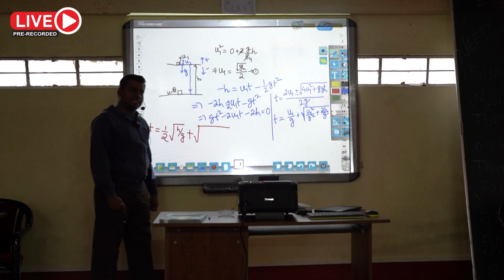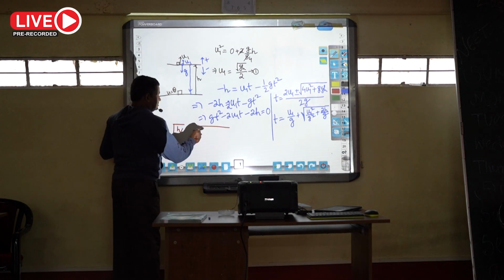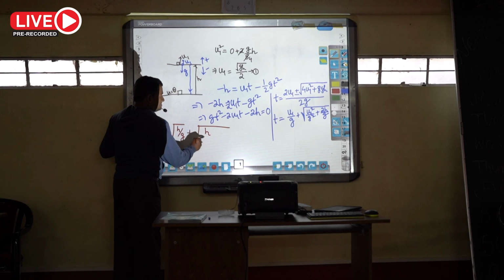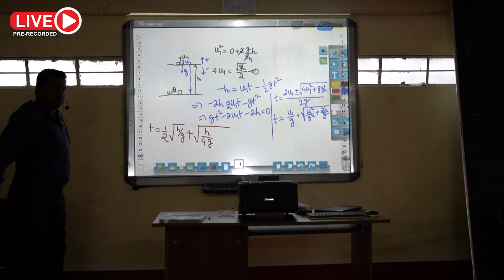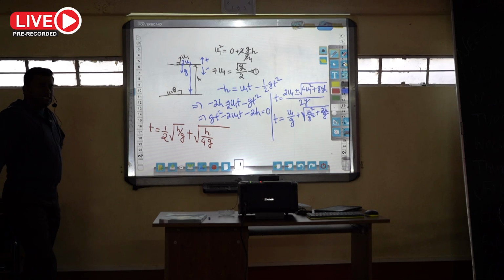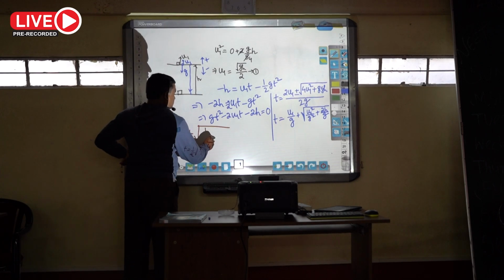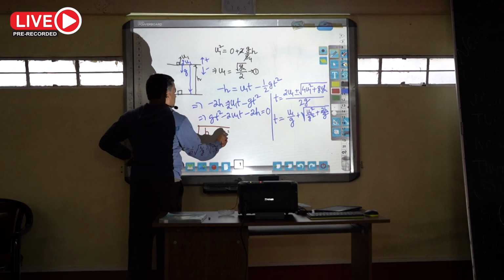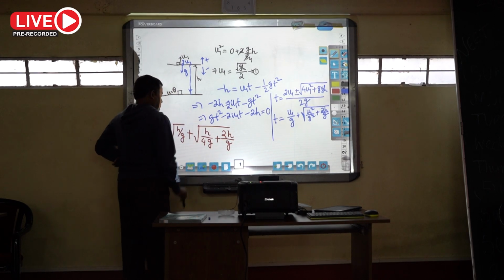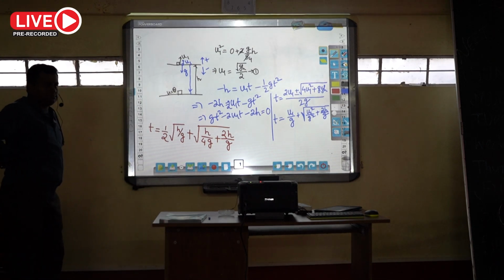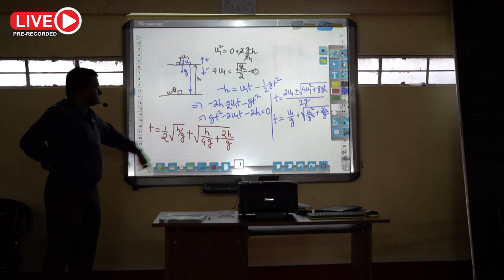So one g will cancel, so it will be h by 4g, because gh by 4 after squaring inside divided by g square. So one g will cancel, so it will be h by 4g plus the next term 2h by g. Okay, then simplify.